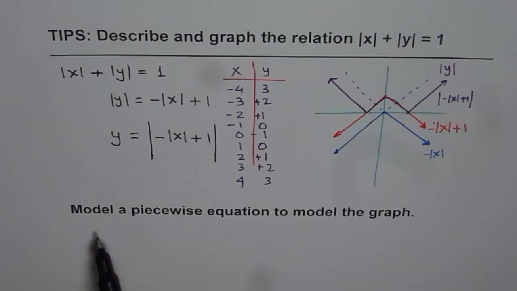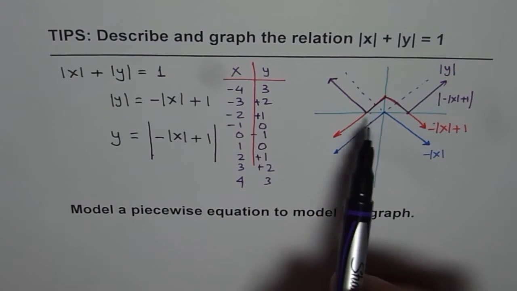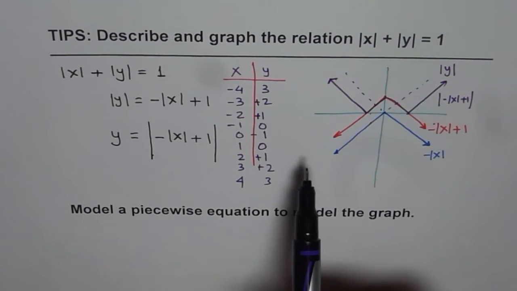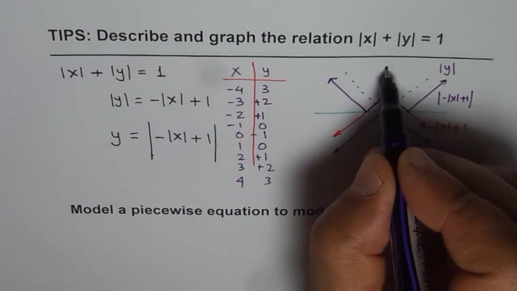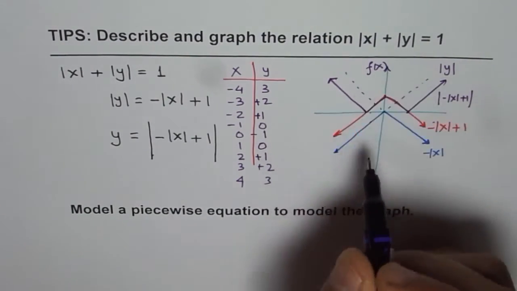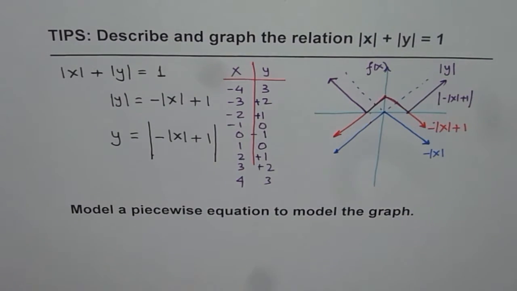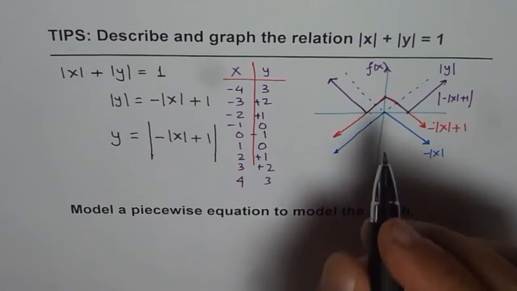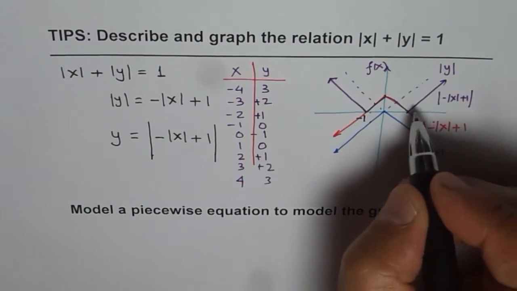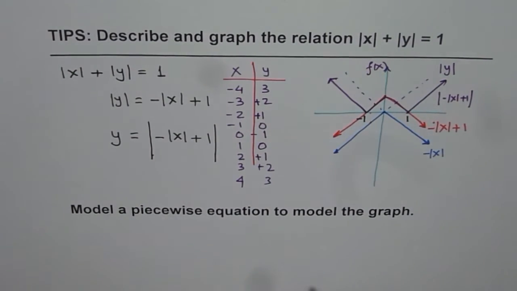Now here's another question for you. It says model a piecewise equation to model the graph. So what we need to do now is write a piecewise equation for this particular graph. So from here we have our function f of x. If I have to write f of x from the graph, then how can I write it? That is what the question is. What we can do here is think about it like two absolute functions, one shifted left to minus 1, the other shifted right to plus 1.